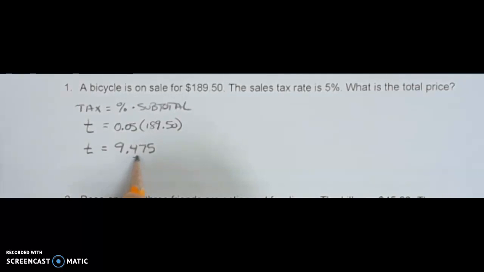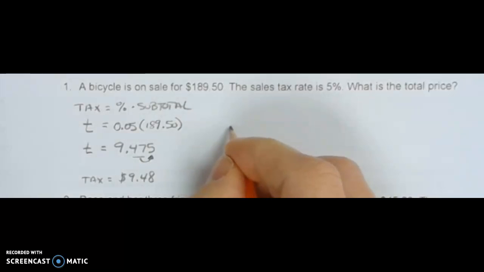Now you need to remember that tax is money, and money only has 2 decimal places. So we're going to round this to the nearest hundredth. Looks like 47/100ths, but that 5 is going to round us up. So the amount of tax is going to be $9.48.